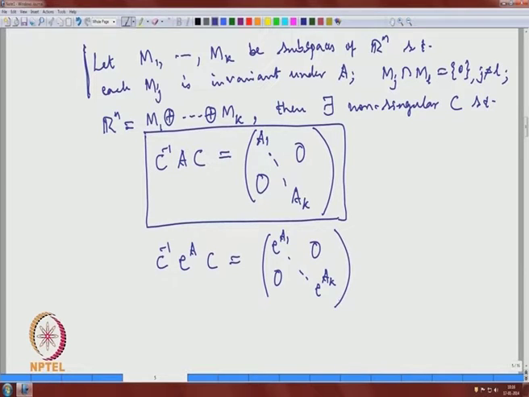Once the matrix is block diagonal, its exponential is very easily computed, and now we proceed to find some special subspaces of R n which are related to A and which satisfy this hypothesis, so that we have a block matrix which is similar to A. Okay. So, that is our next theorem.